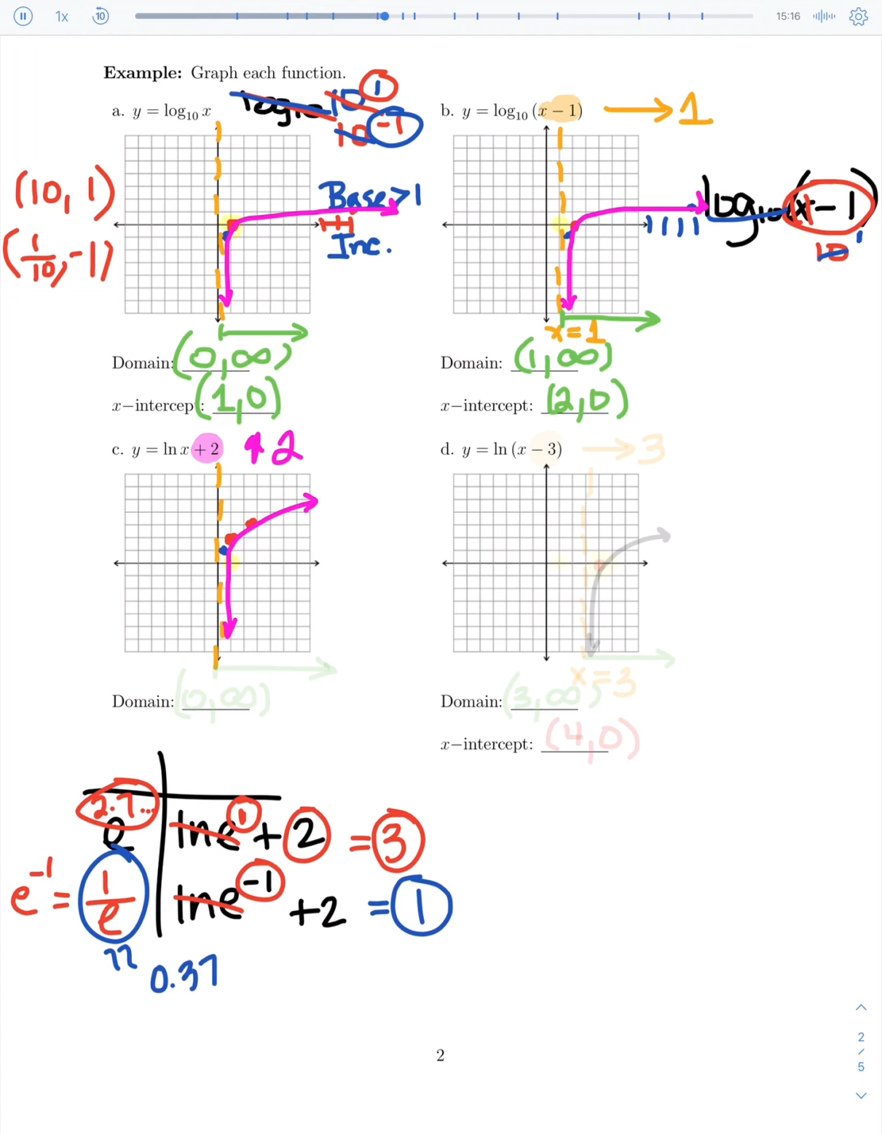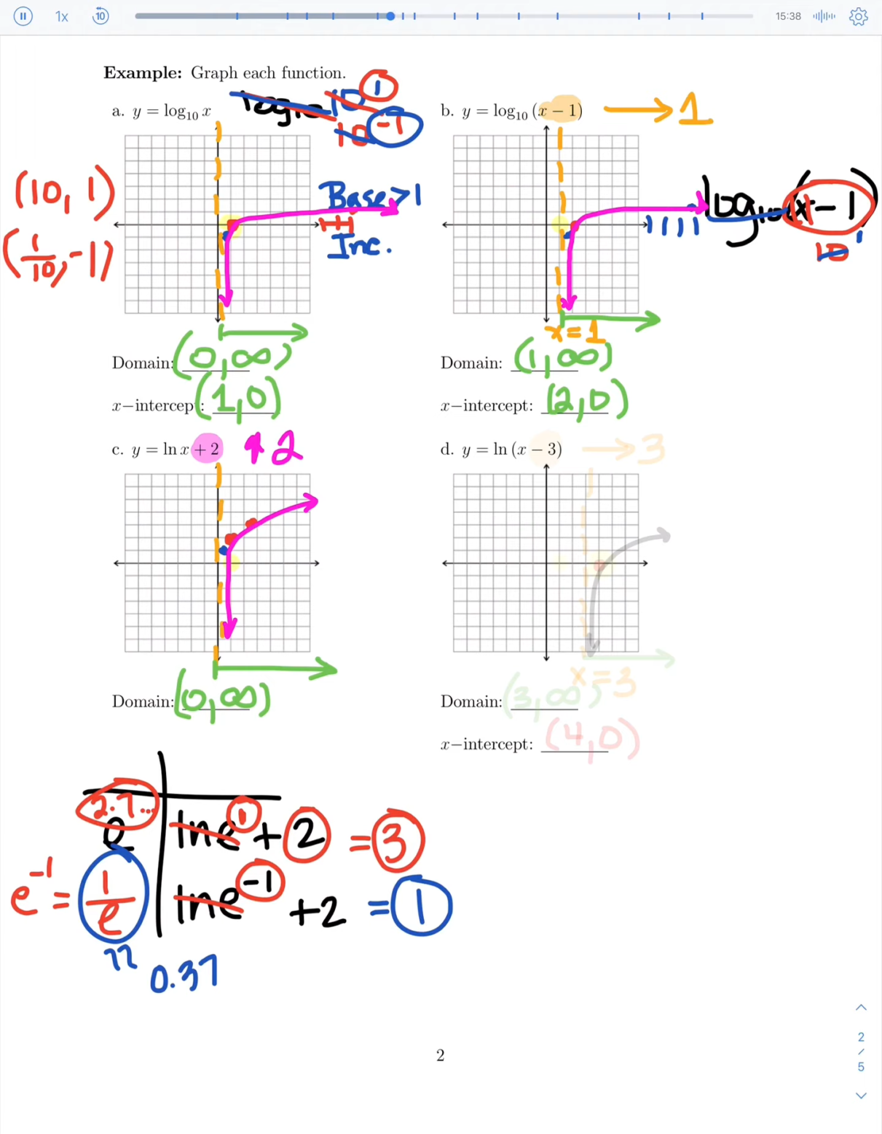Notice, what is my domain? It starts at 0 and goes off to infinity. Again, you have an asymptote at 0, so it needs to be parentheses. Notice I don't ask for the x-intercept because it can't be found easily, so we're just not even going to mention that.